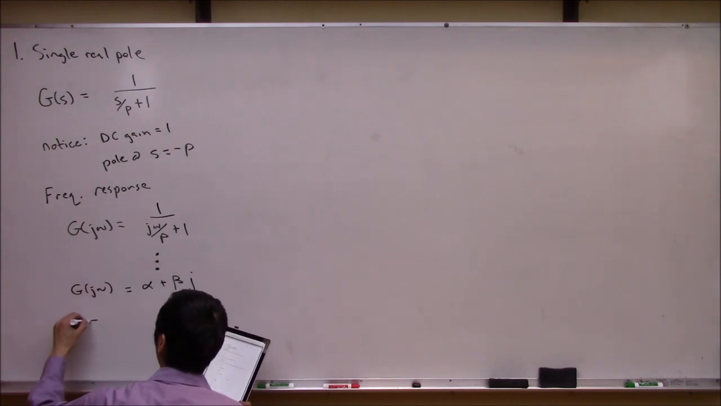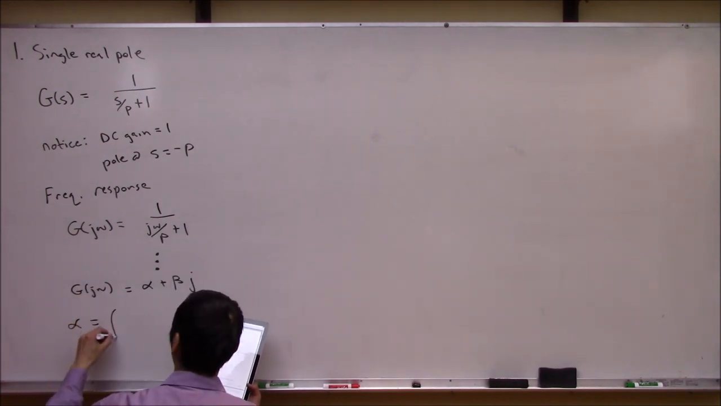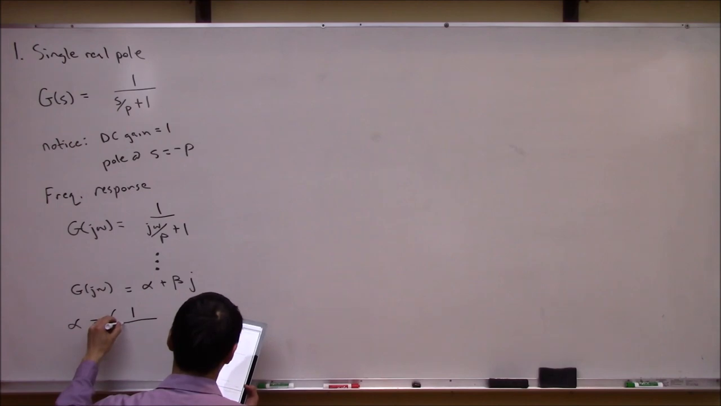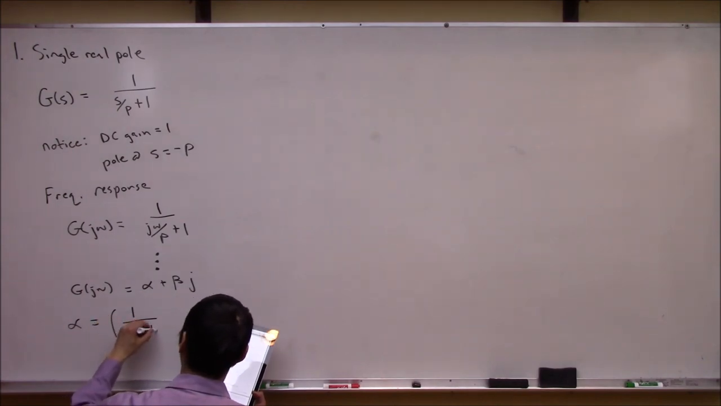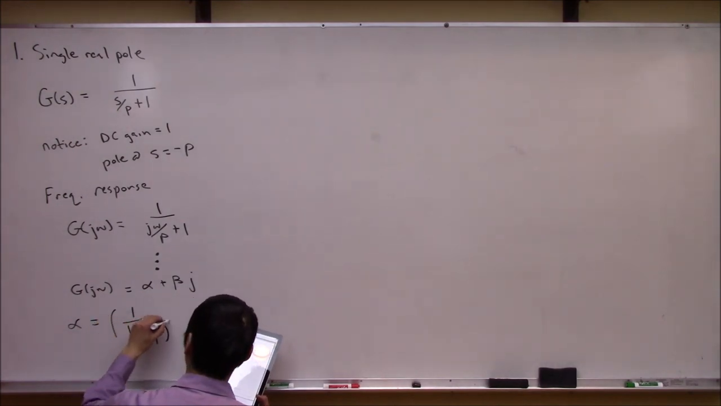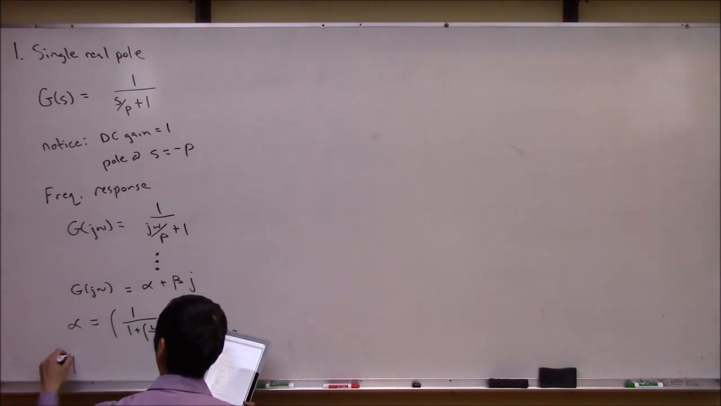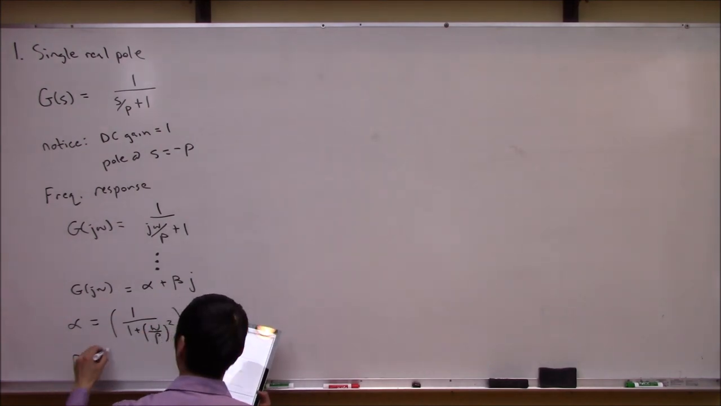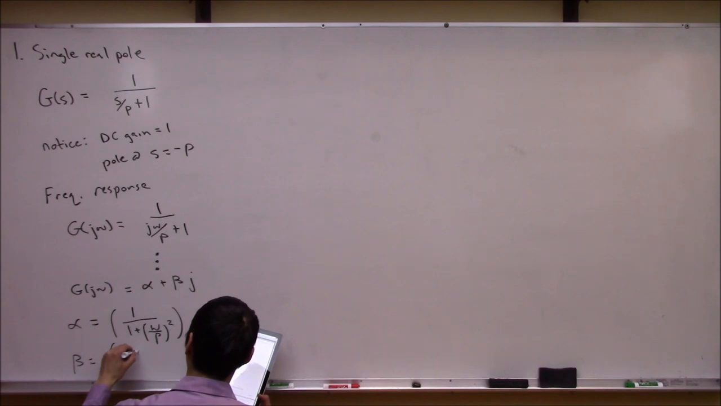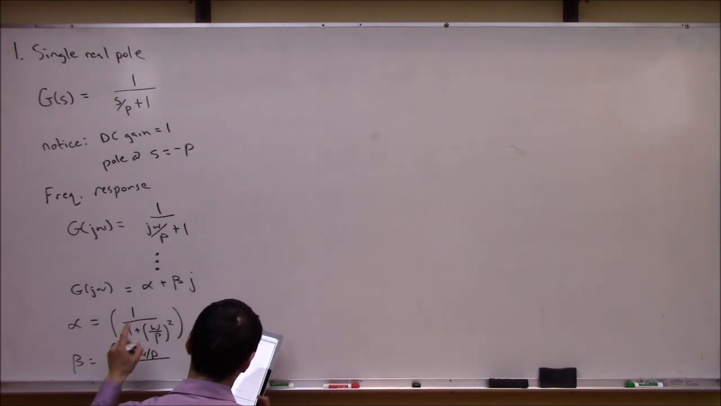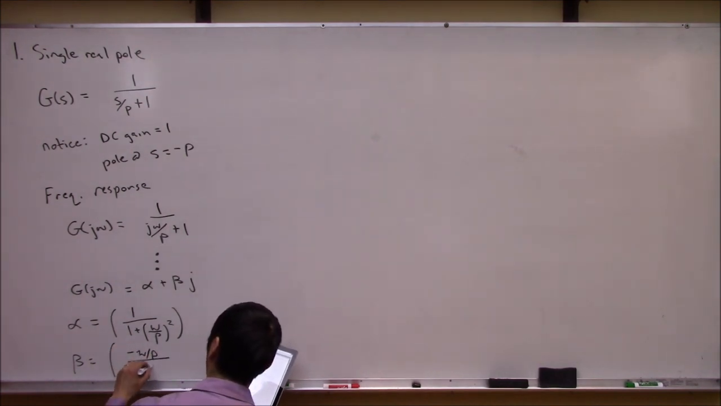where α is equal to 1 over 1 plus the quantity (ω/p) squared. That's α. And then β looks very similar, except it's minus ω/p all over the same denominator, which is 1 plus the quantity (ω/p) squared.